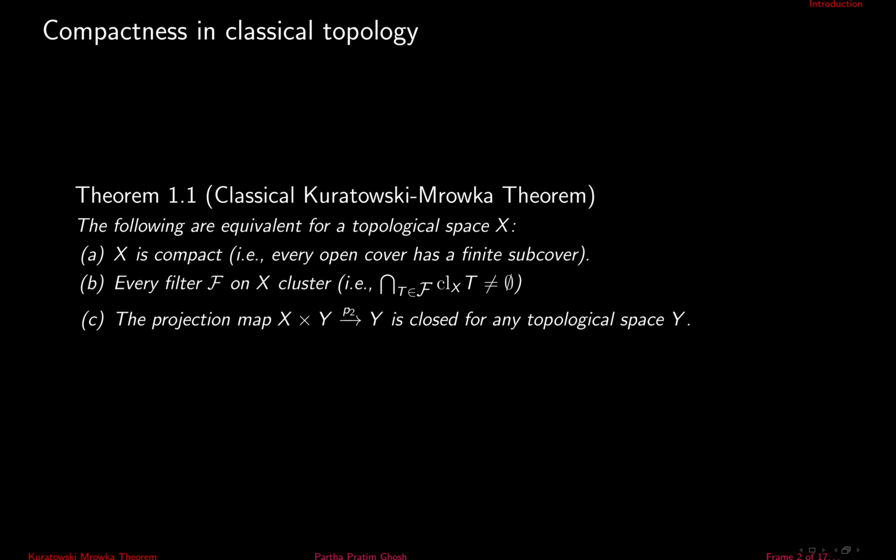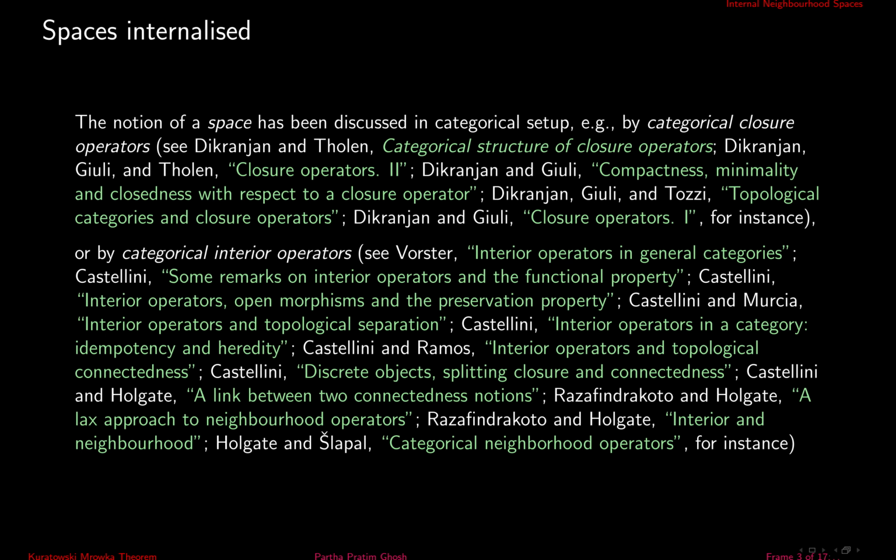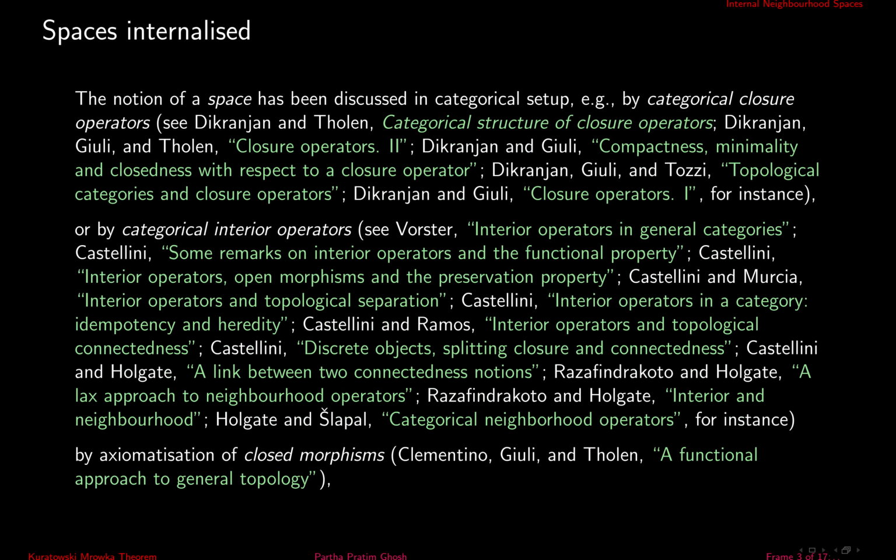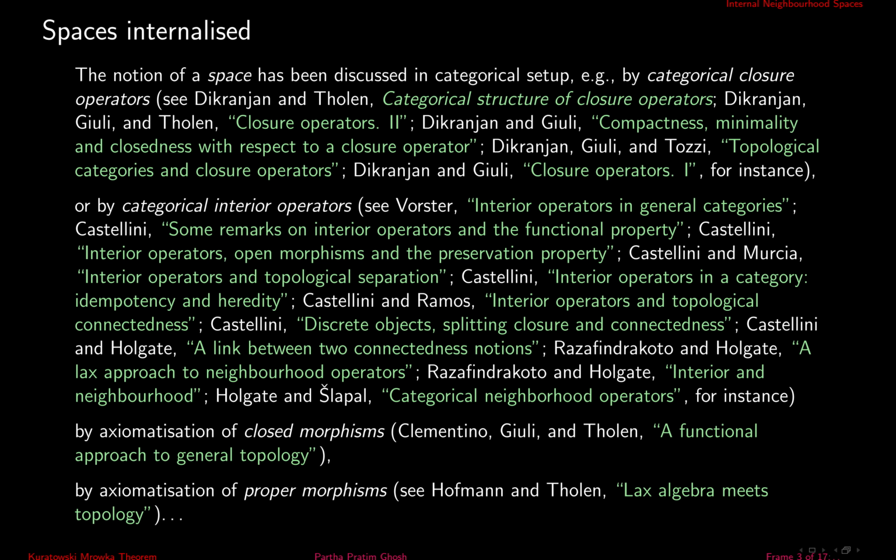Spaces have been investigated in categories for a long time, either by categorical closure operators, for instance by Dikranian, Tholen, Giuli, Tosi, Clementino, to mention a few, or by categorical interior operators by Worcester, Castellani and his students, David Holgate, Razafindrakoto, Schlapal, again to name some. There is also the axiomatization of closed morphisms by Clementino, Giuli and Tholen around 2004, and the axiomatization of proper morphisms by Dirk Hoffmann and Tholen around 2010. So there exists an extensive literature around this.